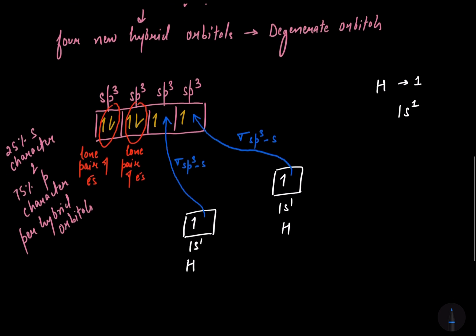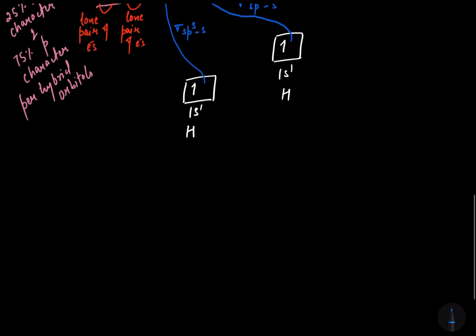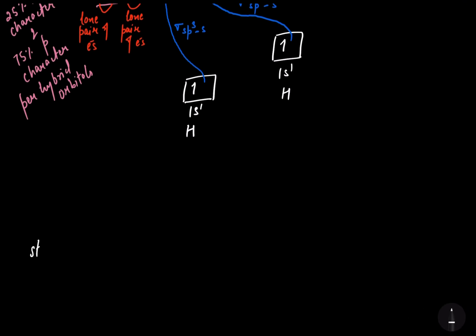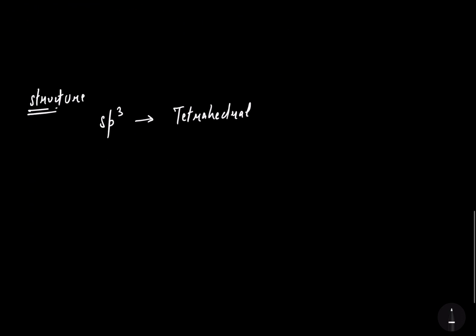Now let's come to the structure. Now I'm talking about the structure. Here which type of hybridization we got? That's sp3. In sp3 hybridization, what is the standard geometry we are having? That's called tetrahedral geometry. Now let's make the structure.